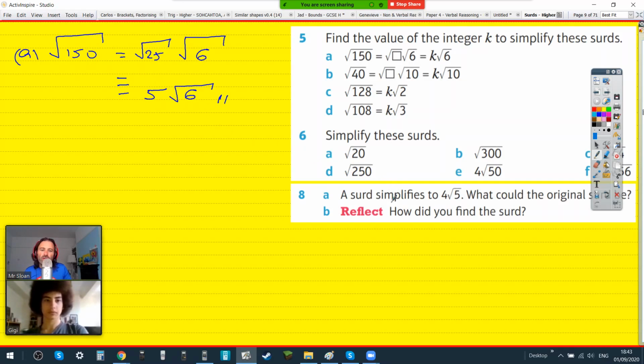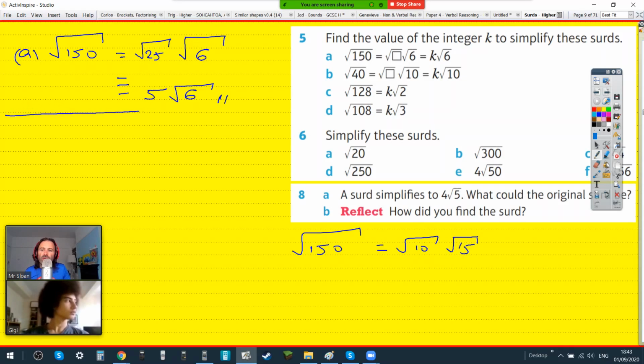You could have split 150 into, let's say, root 10, root 15, but neither of these are square numbers, so it doesn't get any simpler. Whereas root 25, root 6, square root of 25 is 5, so it does get simpler. See, if you can find a square number that goes in, then it works well. But they usually give you one of the numbers.